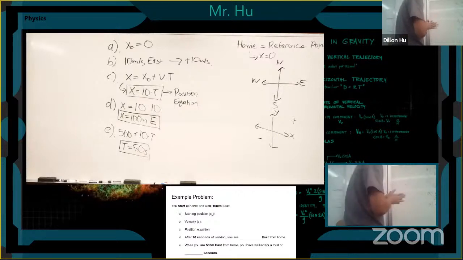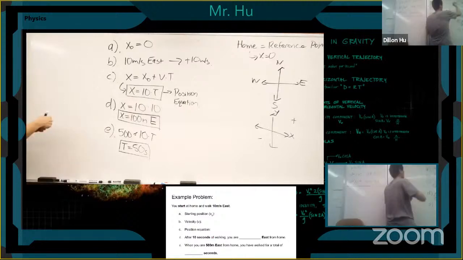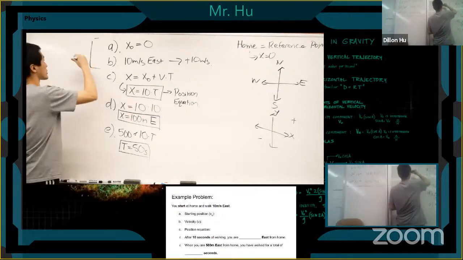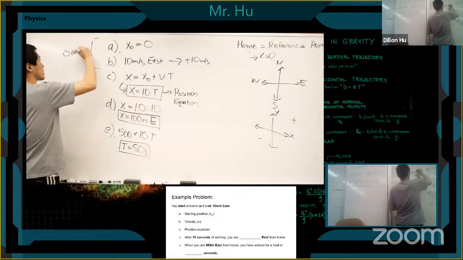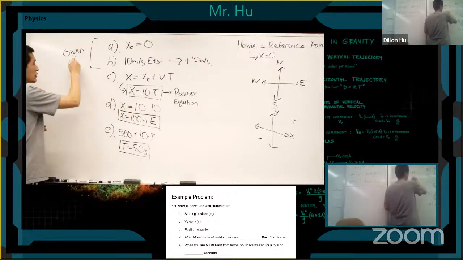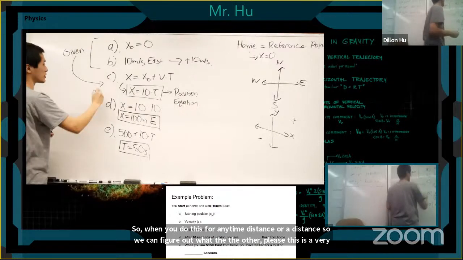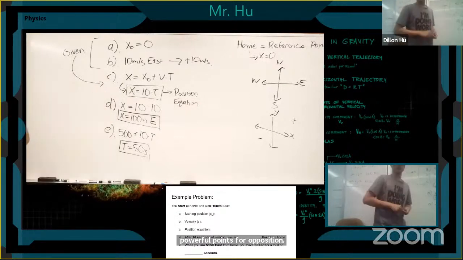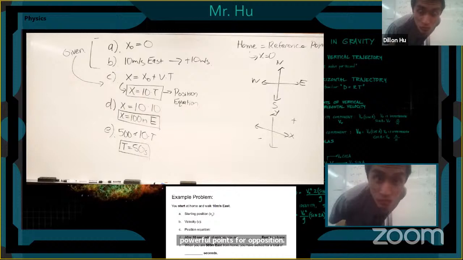Okay, does anyone have any questions about this? I think the most important part of the setup here is identifying what we know. These are our givens. All you do is take the givens, plug them into your equation, and you can get your position equation.